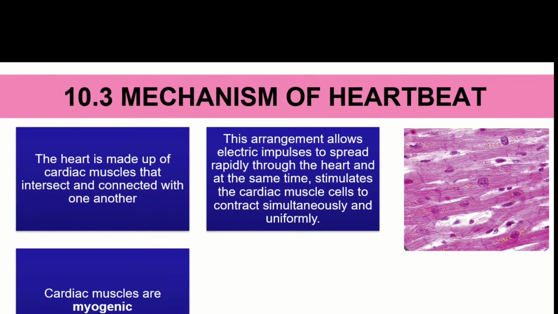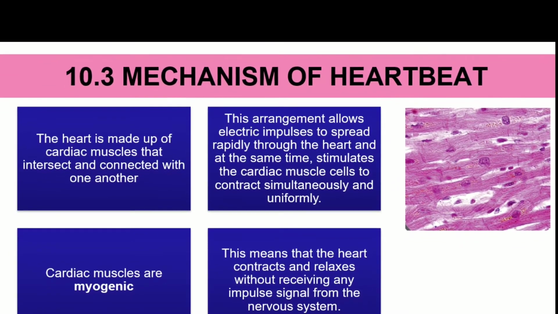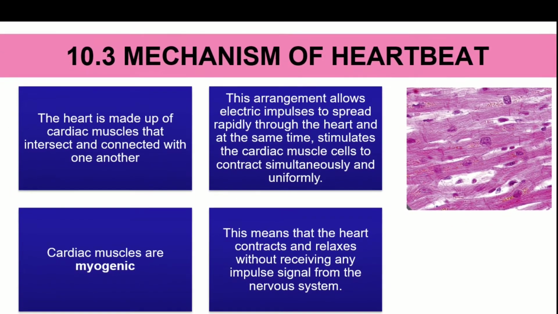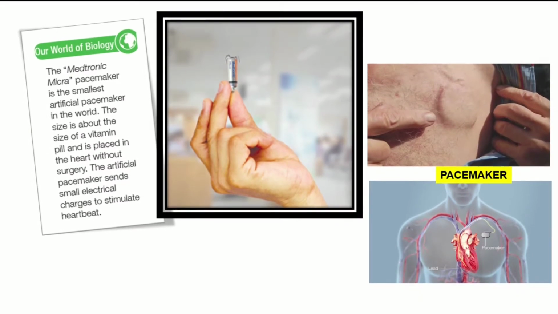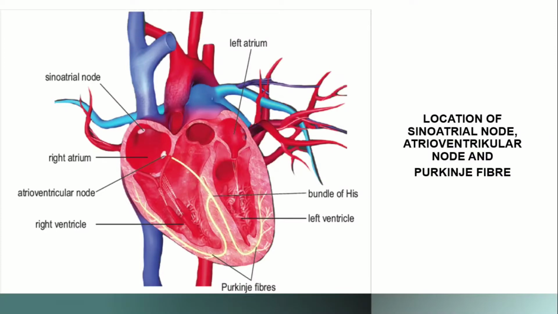The characteristic of cardiac muscle is myogenic. This means that the heart contracts and relaxes without receiving any impulse signal from the nervous system. This is the sample of the pacemaker. So let's take a look at what is a pacemaker. This is the location of the sinoatrial node or SA node. This is the atrioventricular node, AV node, and the Purkinje fiber.